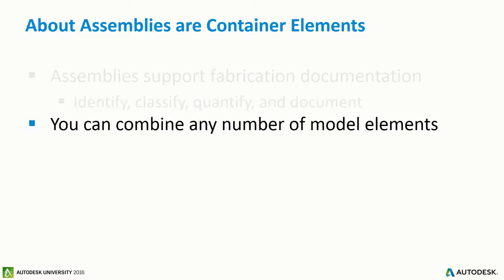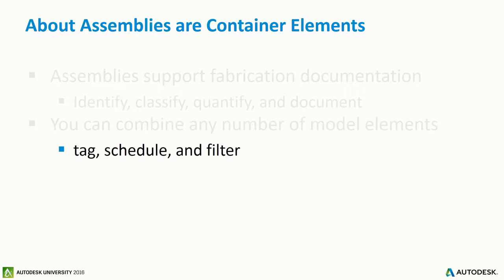So identify, classify, and document. You can combine any number of model elements. So in a precast piece, what do we have? We've got the concrete. That's great. We've got rebars. We've got welded wire fabric maybe. We might have embeds of some kind. We might have lifting components and hardware. All of those different things are different categories in Revit, but they can all be added to the assembly.